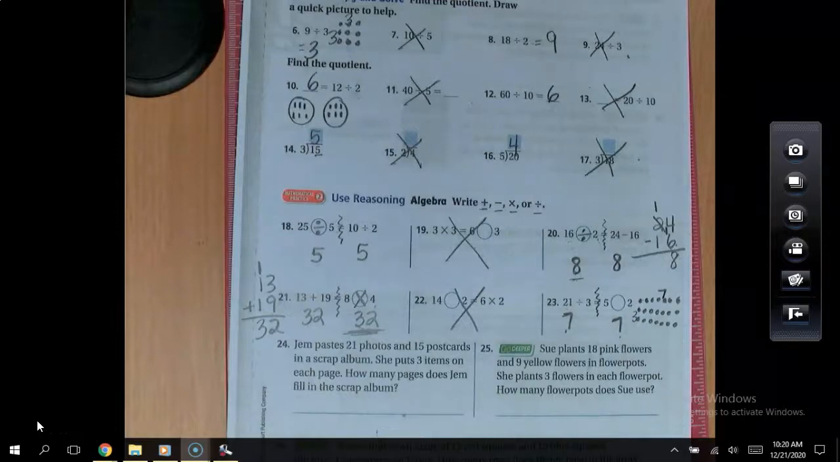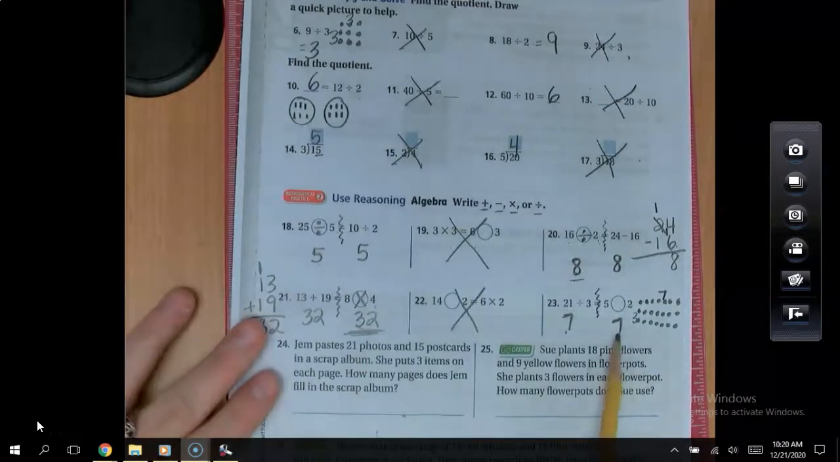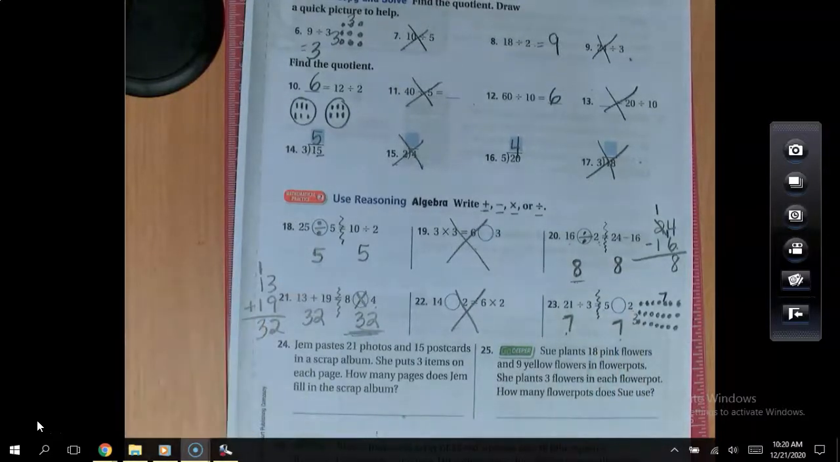Well, process of elimination, boys and girls. My number got bigger. It's bigger than a 5, and 7 is bigger than 2. So what operations make my answer bigger? Yes, addition and multiplication. Okay, well, let's try multiplication.